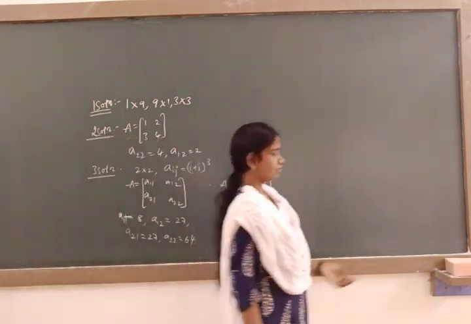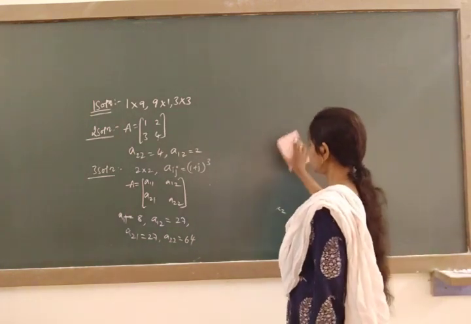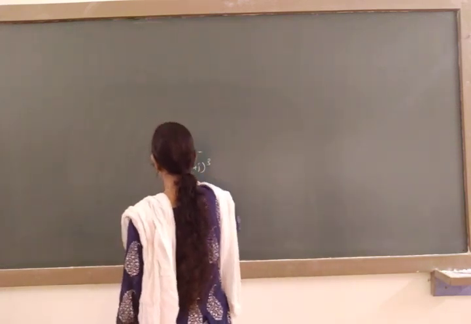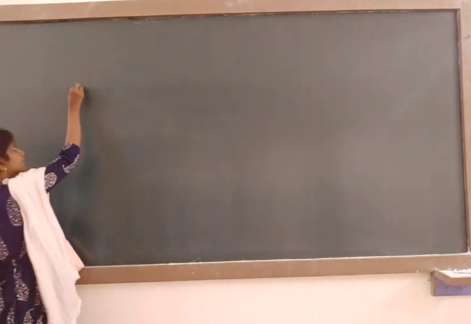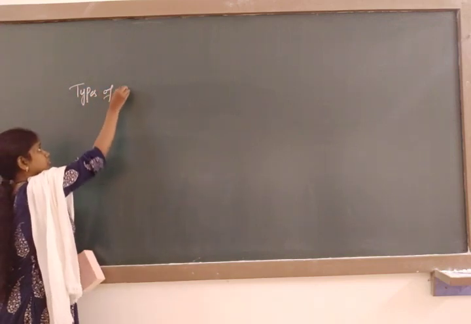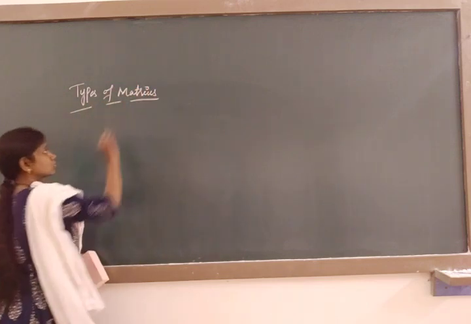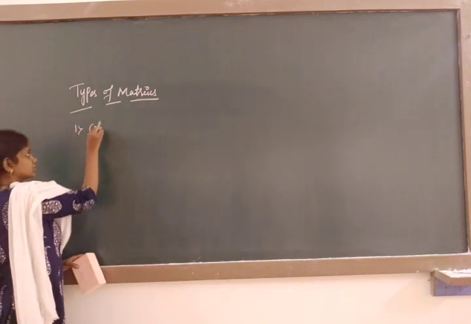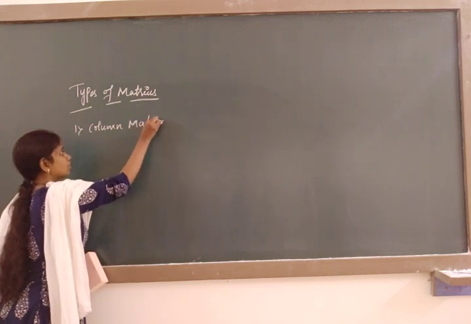Now, in today's session we are going to study the extension of this chapter, which consists of types of matrices. So write the next heading, types of matrices. In this, the first one will be the column matrix.